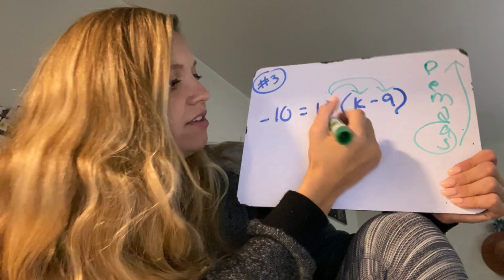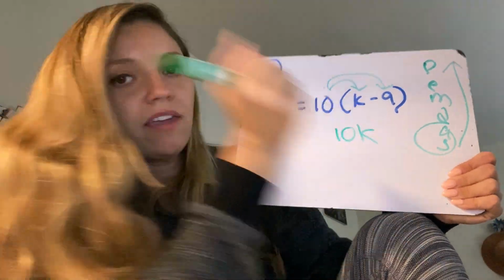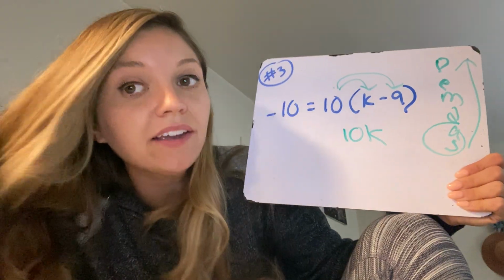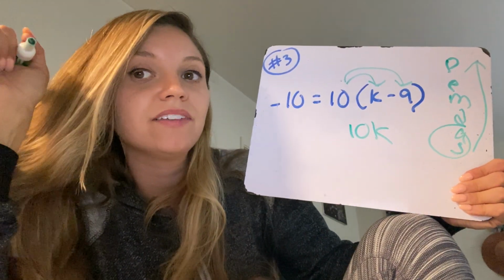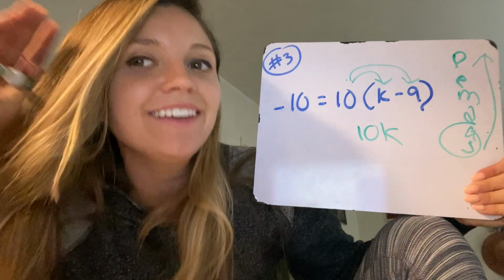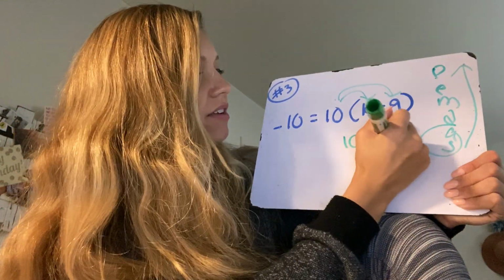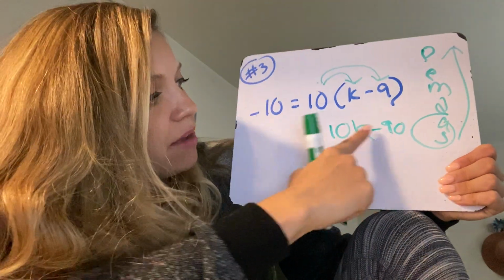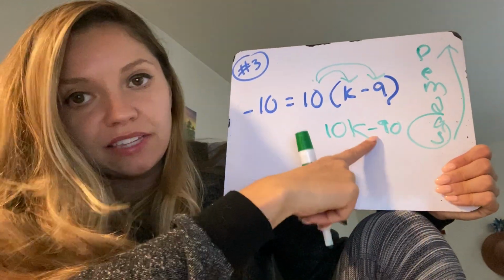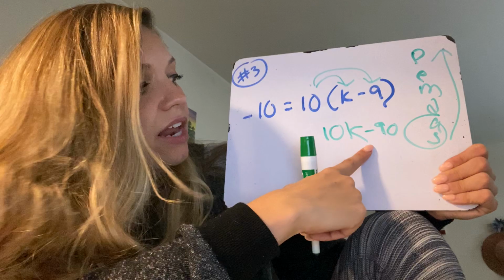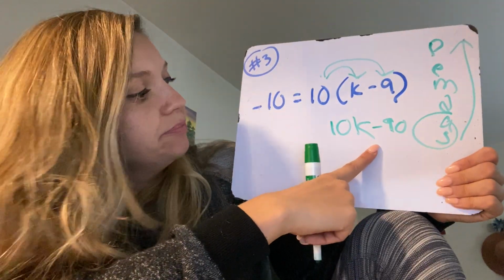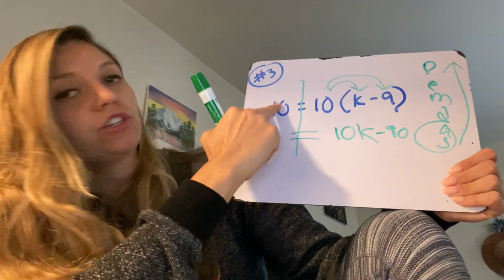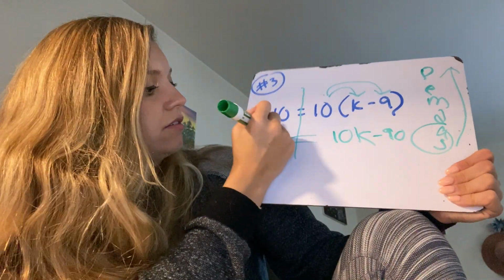So 10 times k is 10k. 10 times -9, that's a positive times a negative. And a positive times a negative is a negative. Okay, so that would be -90. So I have 10k minus 90. Minus 90 is the same as -90. Remember, a minus sign and a negative sign is the same. Now, bring down your equal sign. And we're just going to bring down this -10.